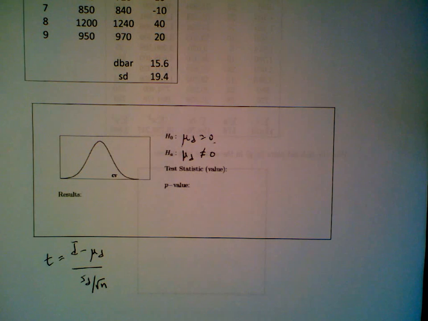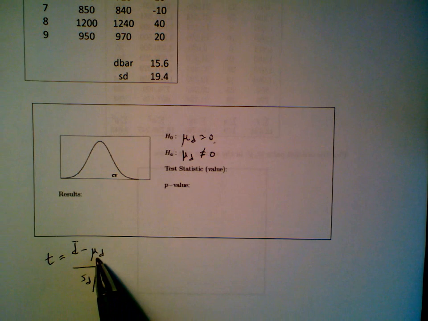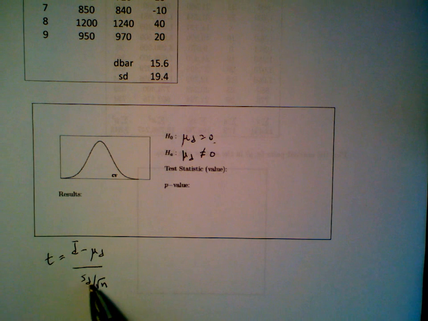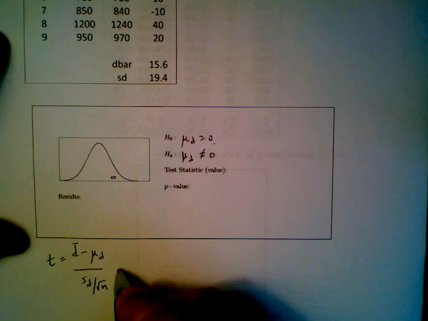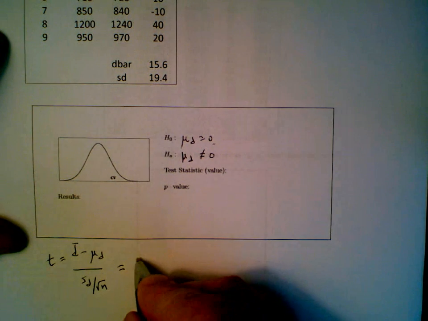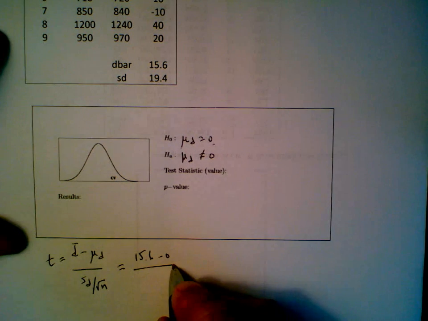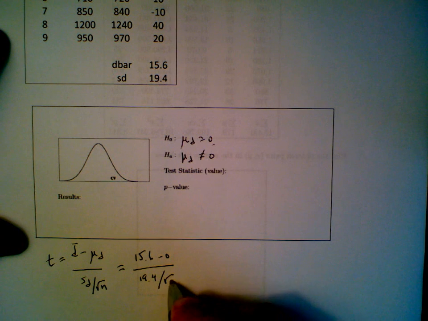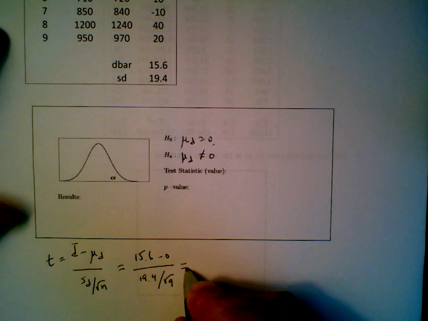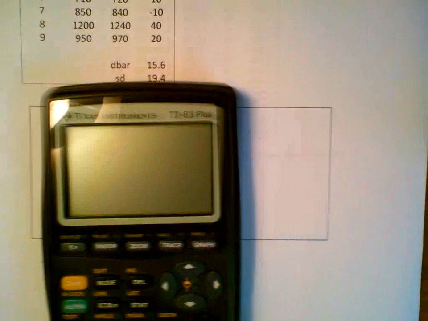Now take a close look at that. That is nothing more than a one-sample t-test with just different notation. Instead of having x bar, we've got d bar. Instead of having mu, we've got mu d. Instead of having s, we've got s sub d. Okay. The numbers. D bar is 15.6 minus 0. That's the hypothesis. 19.4 divided by the square root of 9. Okay? And so we do our calculation.